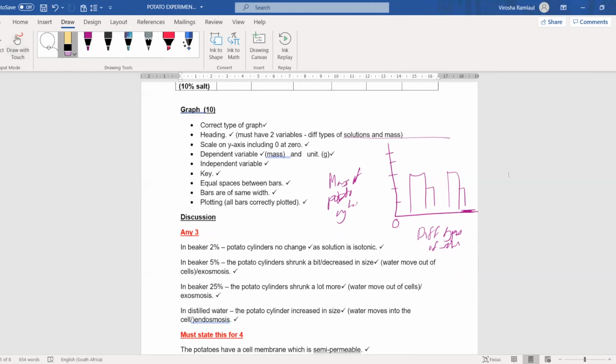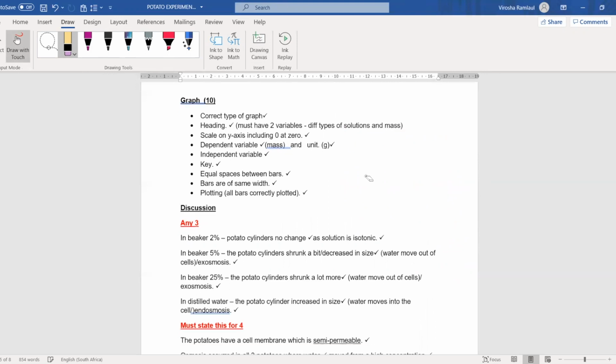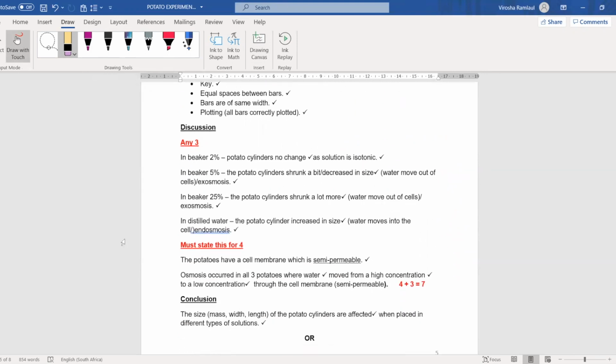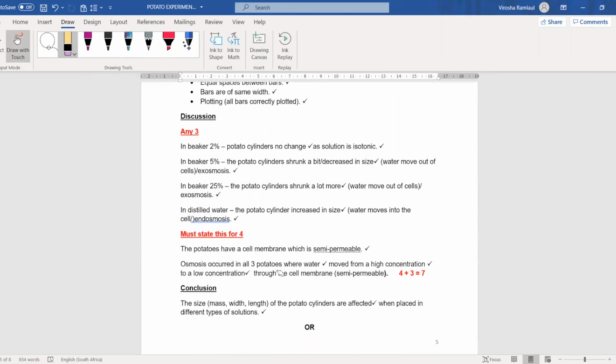And now your discussion is extremely important. That's where most of the marks come in. And whenever you're going to be talking about any experiment in the future, like here now you're talking about osmosis, you must tell the person what osmosis is. See, osmosis: where water moves from a high concentration to a low concentration through a semi-permeable membrane. And you tell me that the potato has a semi-permeable membrane. If you get an experiment on transpiration, tell me in your discussion what is transpiration.